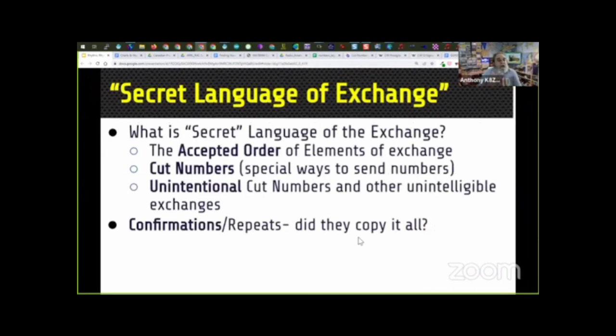There are three things that occur that cause the secret language of the exchange. The first one we already talked about is the accepted order of the elements. In other words, not only do you want to give the exchange right, but you want to make sure you're giving it in the right order. The second thing has to do with CW only, and it's called cut numbers. This is when we use letters to abbreviate specific numbers. I'll talk about that in a few minutes. And then the third type is what is called unintentional cut numbers. In other words, sloppy CW, where they're trying to send a specific number, but that's not what they're really sending. And then the other thing is a confirmation or repeats that they copied it at all.